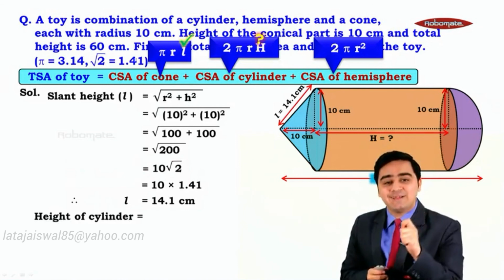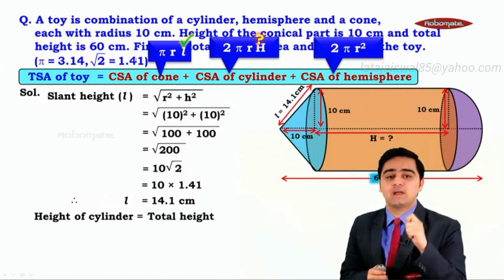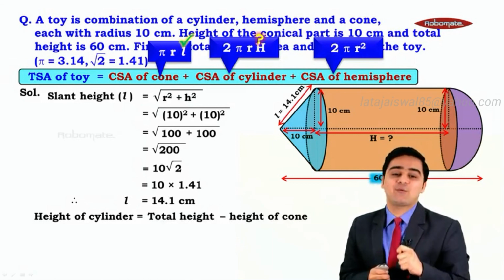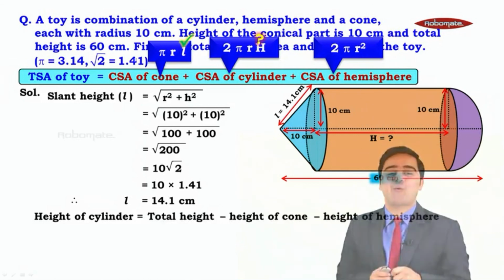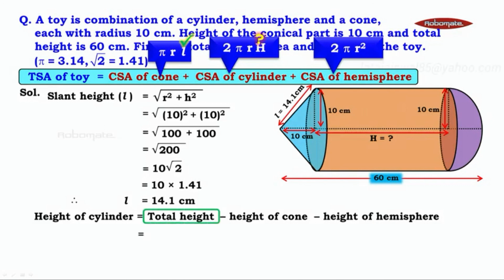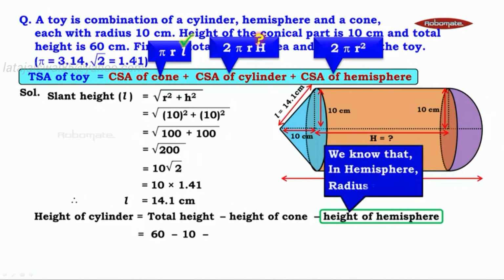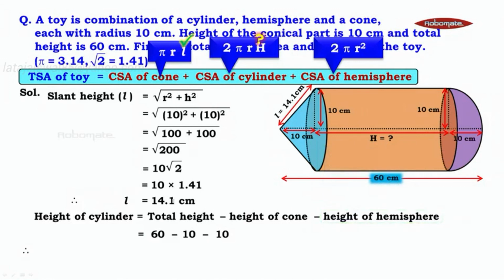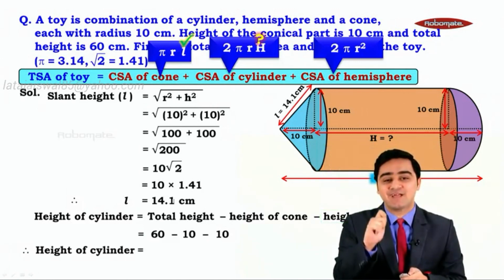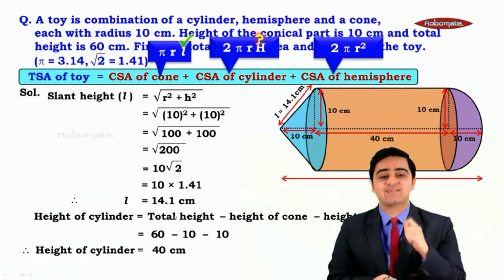We can say that height of the cylinder is equal to the total height of the toy minus the height of the cone minus the height of the hemisphere. Now observe, the total height of the toy is given as 60. So we'll substitute there. The height of the cone is 10. So we'll substitute 10 as well. Now in case of hemisphere, we know that radius is equal to height. So if the radius of the hemisphere is 10, what is the height of the hemisphere? Yes, it is also 10. So we'll substitute 10 as well. Now 60 minus 10 minus 10 is 40. So we have the height of the cylinder equal to 40 centimeter.